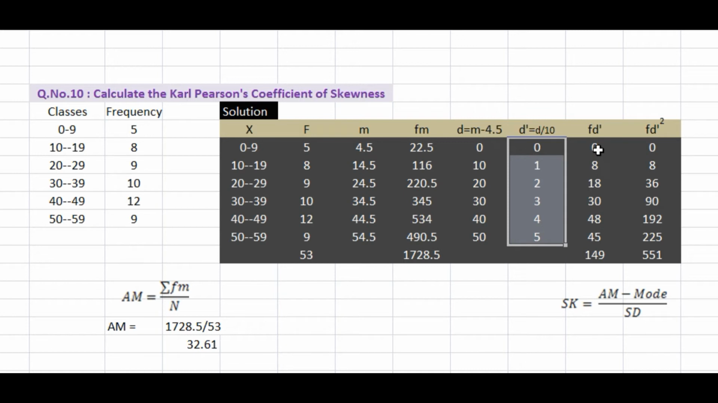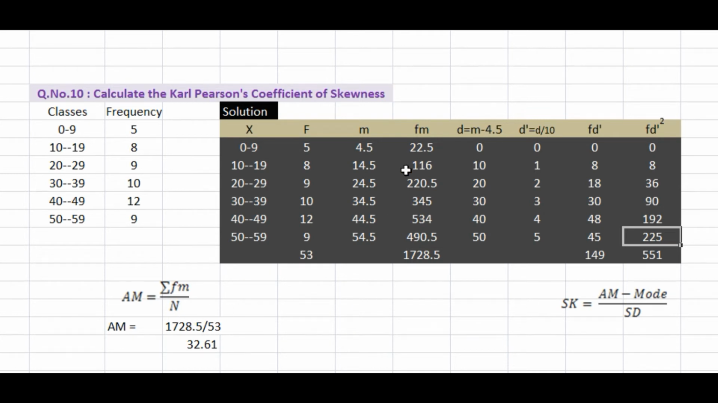Now you find fd dash. F is here, D dash is here. 5 into 0 is 0, 8 into 1 is 8, 9 into 2 is 18, 10 into 3 is 30, 12 into 4 is 48, 9 into 5 is 45. We need the total of this one, so make a total. Then fd dash squared: again D dash into fd dash. So 1 into 8 is 8, 2 into 18 is 36, 3 into 30 is 90, then 4 into 48, 5 into 45. So this was all about the value of fd dash square.